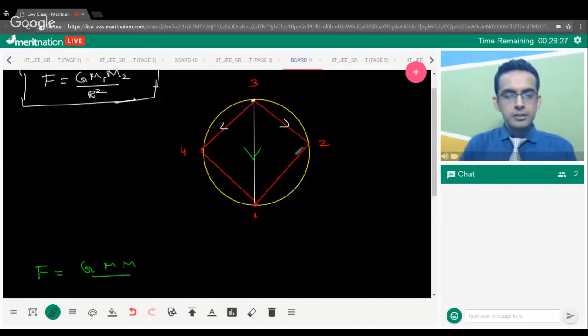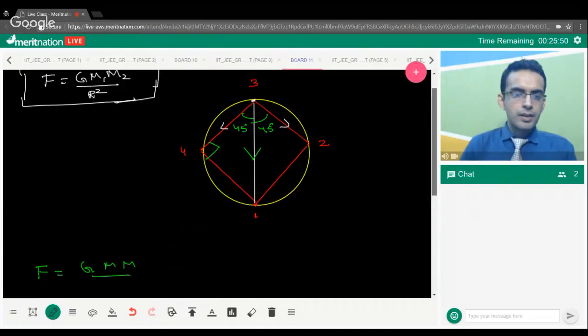So how to find the distance between them? Students, you can easily understand that as this is a square, this angle must be 45 degrees, and this angle should be 90 degrees. By congruency, you can prove this. So this angle is 90 degrees, which means 1 and 3 make a hypotenuse.